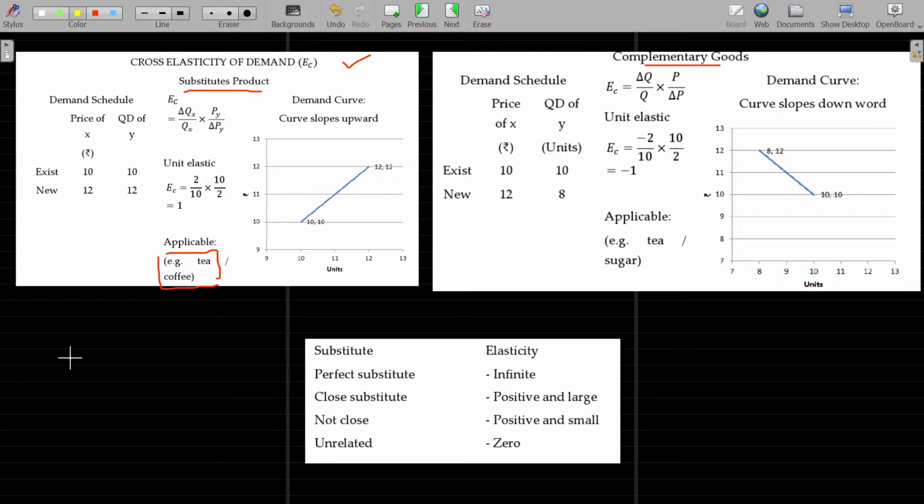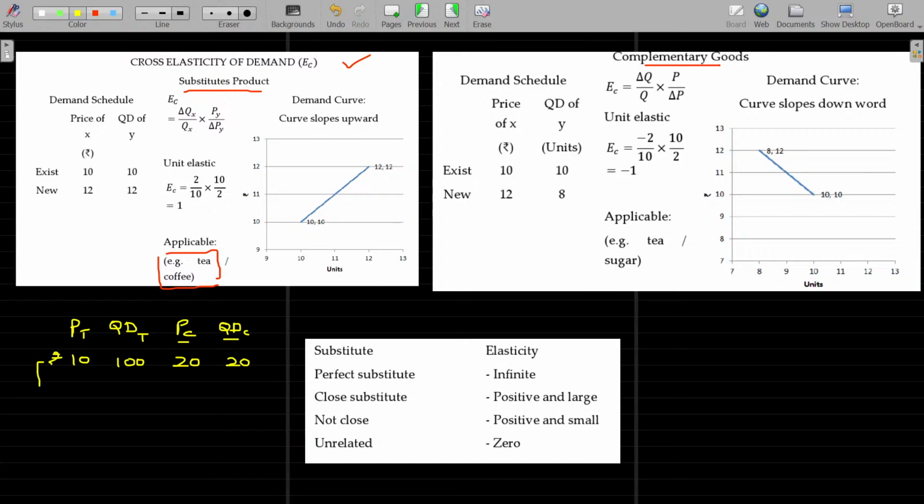Now, if you consume tea, the price of tea is rupees 10, and the quantity demanded of tea is 100 units per month. Simultaneously, the price of coffee is 20 rupees, and because coffee is costlier, we usually consume it sparingly, probably 20 in a month.